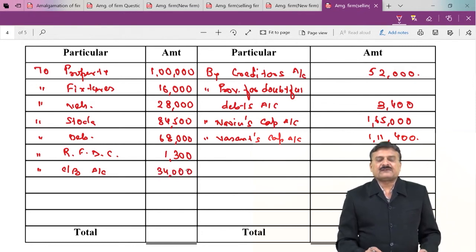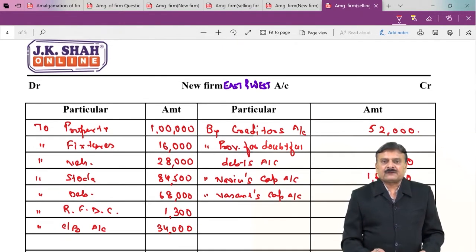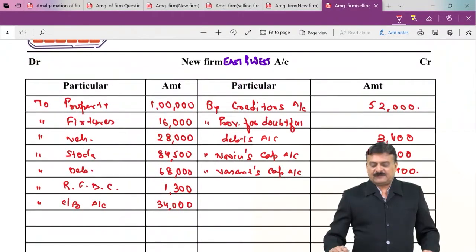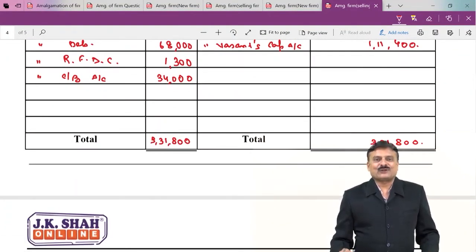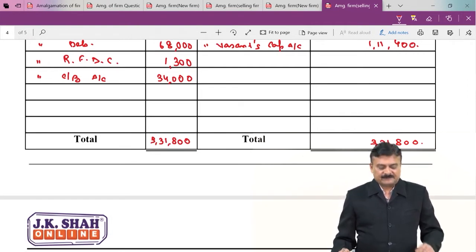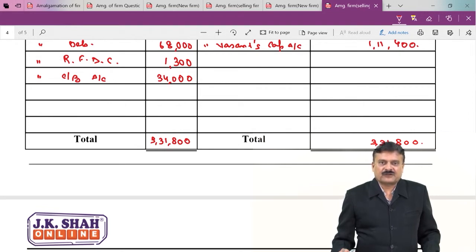All adjustments effects given, all figures transferred. Last step will be to tally the new firm East and West Company. So you can very well see your East and West new firm will tally at 3,31,800. So it is closing down of the first selling firm, that is Western Trading Company. Now to close down is the second selling firm, Eastern Trading Company. Come on, you try on your own and then we see and cross check your answer.